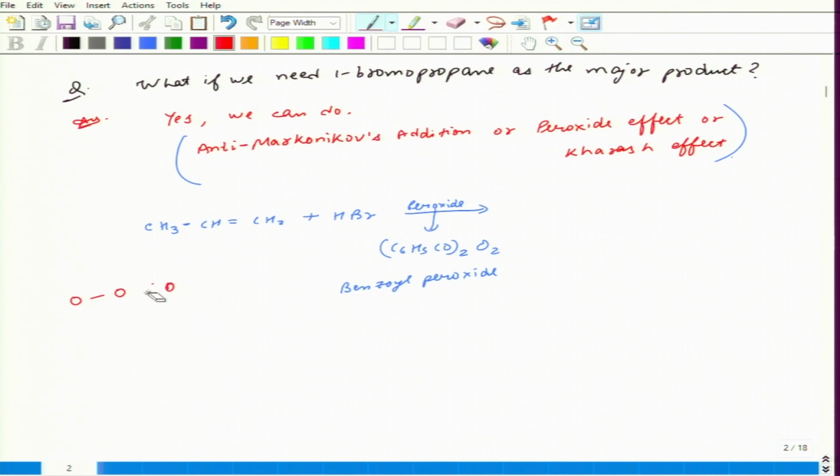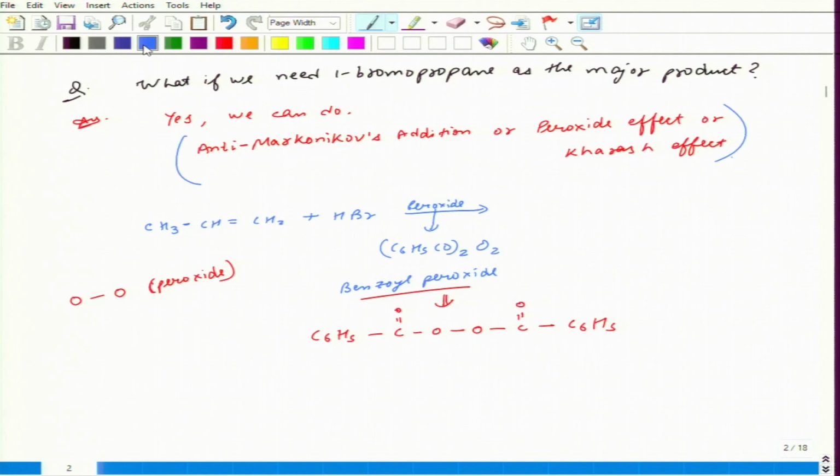O single bond O is known as peroxide. Okay. So, what is the structure of benzoyl peroxide? It is C6H5, C double bond O, O, O, C double bond O, C6H5. So, this is the structure of benzoyl peroxide, where there is an OO single bond linkage. Whichever molecule has an OO single bond linkage is considered to have a peroxide linkage. That linkage is known as peroxide linkage.